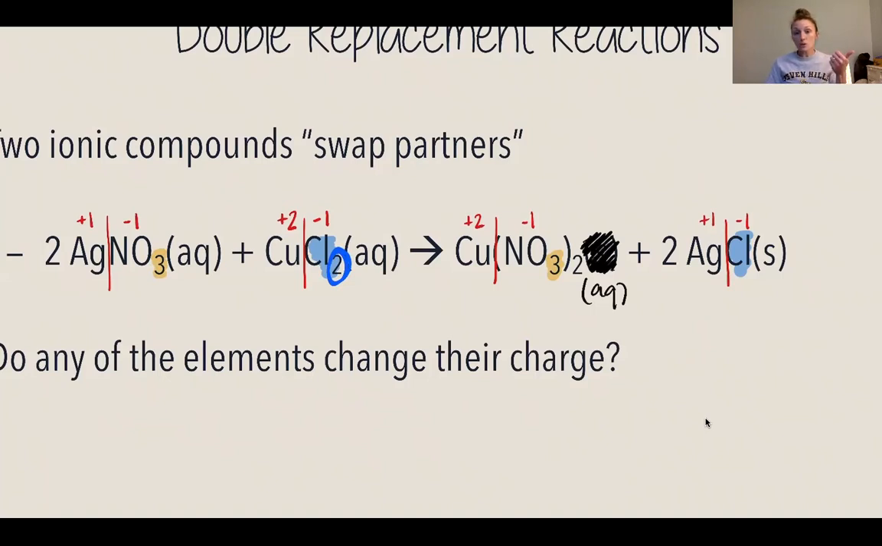So charges don't change from side to side. Subscripts do not follow from side to side. We need to take each individual compound and the charges of things that are within that compound into consideration when we're writing the formulas. The only subscripts that are going to go from side to side are going to be the ones that are part of polyatomic ions. Okay?